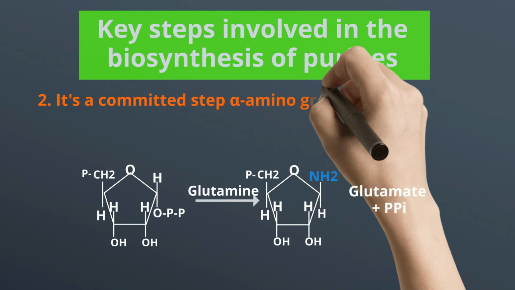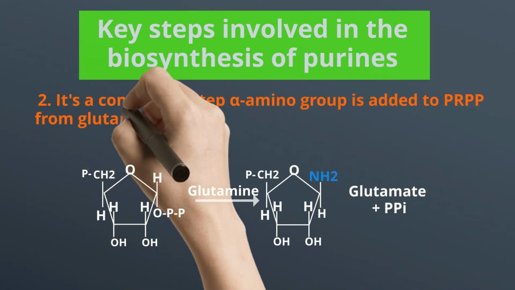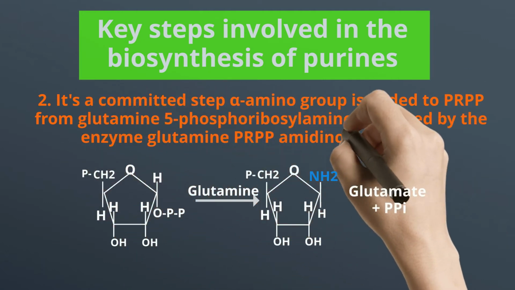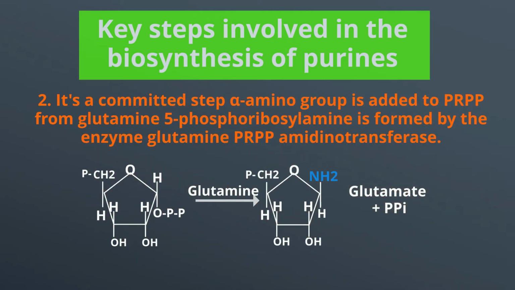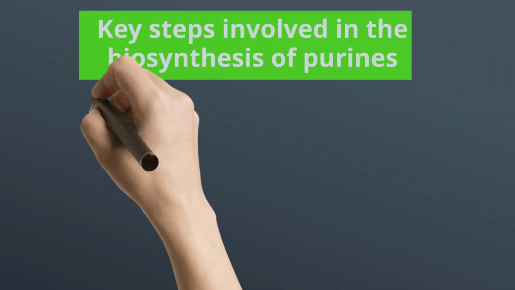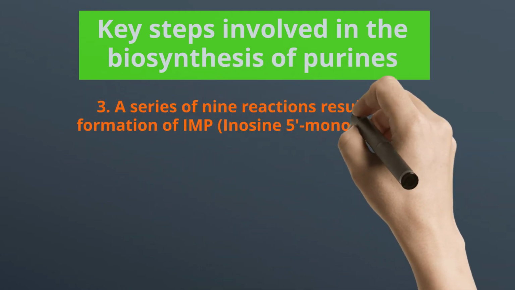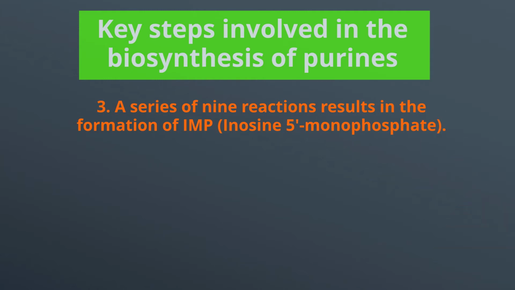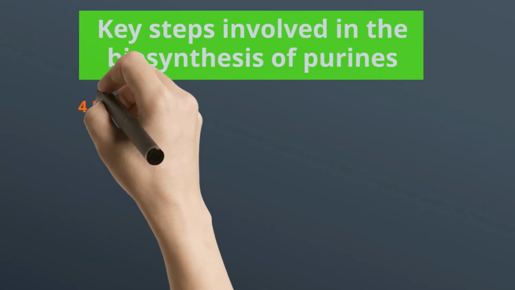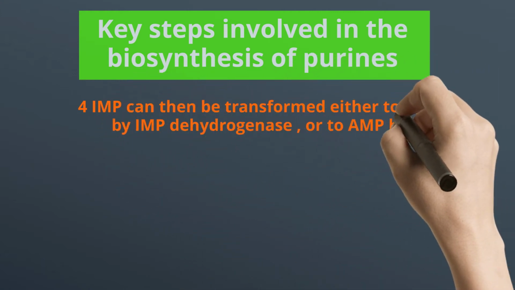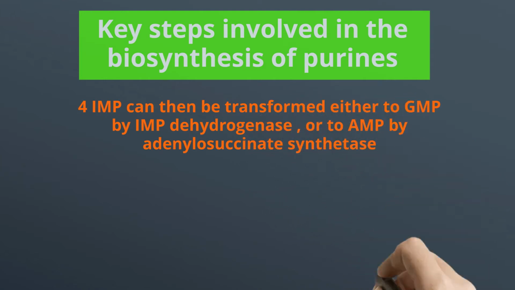Step number 2, in the committed step in the process, an alpha amino group is then added to PRPP from glutamine to form 5-phosphoribosylamine. This reaction is catalyzed by glutamine PRPP imidinotransferase. Step number 3, a series of 9 reactions results in the formation of IMP, inosine 5 monophosphate. Step number 4, IMP can then be transformed either to GMP by IMP dehydrogenase, or to AMP by adenylosuccinate synthetase.